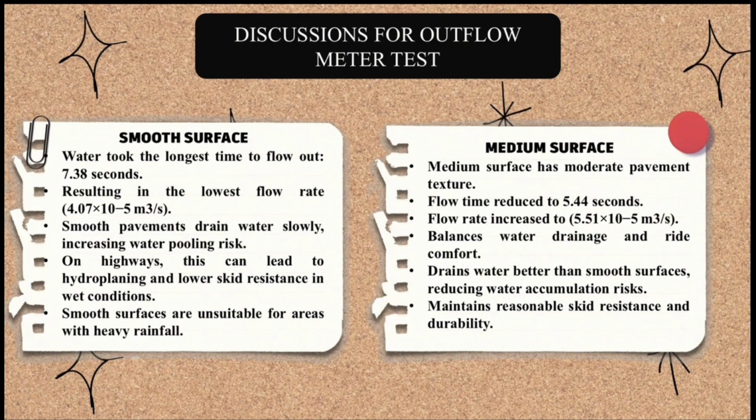Next is the discussion on the medium surface. The medium surface has moderate pavement texture. The flow time is reduced to 5.44 seconds and the flow rate increased to 5.51 times 10 to the power of negative 5 meter cube per second. Medium surface also balances water drainage and ride comfort and drains water better than smooth surfaces, reducing water accumulation risk. It also maintains reasonable skid resistance and durability.